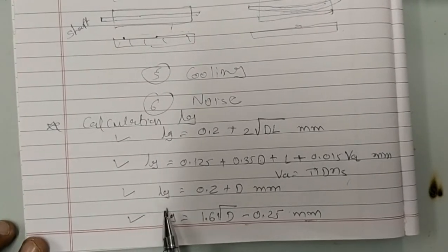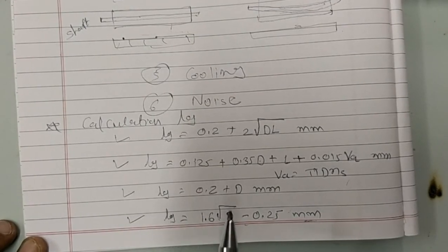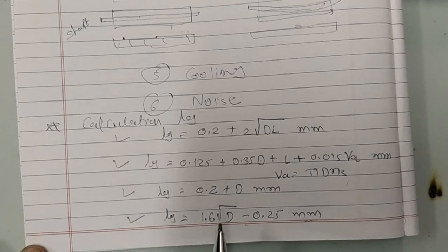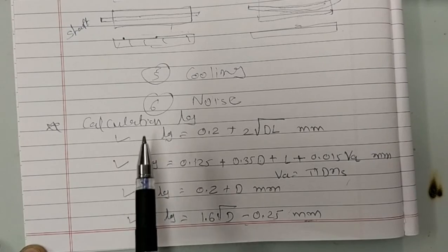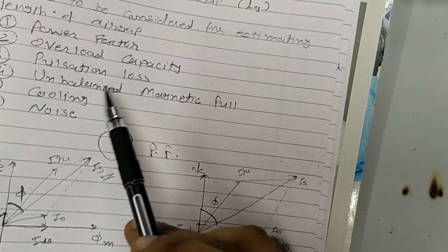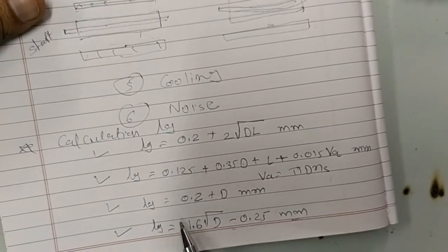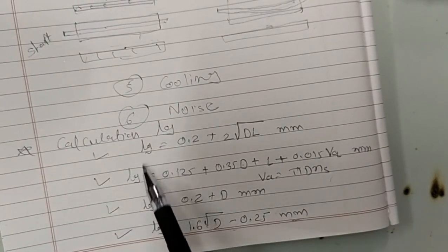So after calculating the length of the air gap from all 4 equations, you need to consider the highest value or lowest value depending on the example. In the example it will be indicated for which purpose you have to calculate the length of the air gap, or which point out of these 6 is your priority. Any one or 2 of these 6 points will be mentioned in the example, and depending on that you need to take the value, out of the 4 which you have calculated.